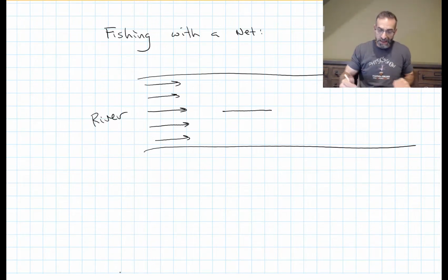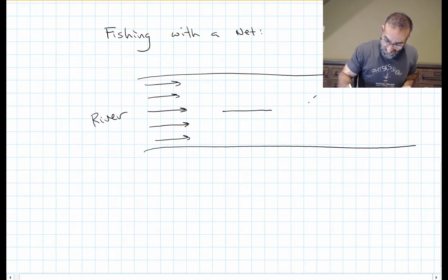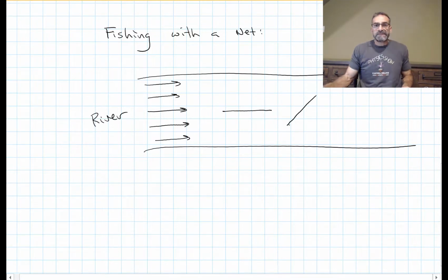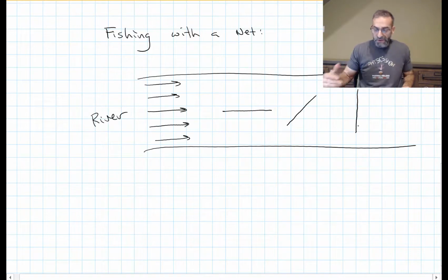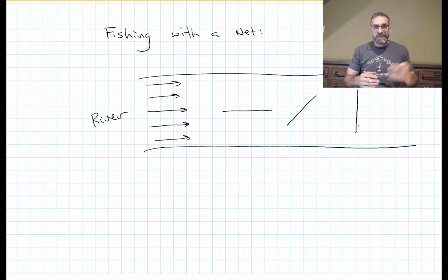Now you could turn your net a little bit, and you'd have a greater chance of catching a fish. And you could turn it a little bit more, and you'd have your greatest chance of catching a fish. So one variable is the orientation between our flow and our surface. Can you think of another variable that flux depends on?